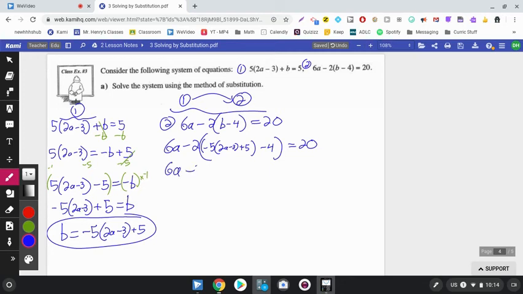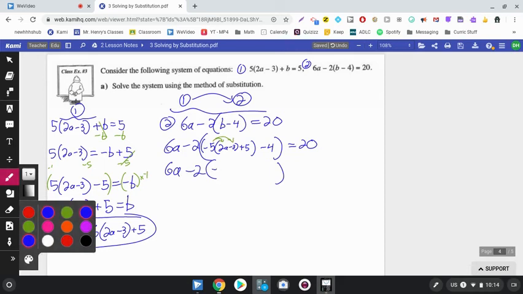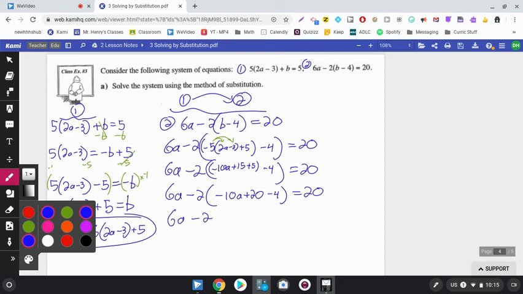So 6a minus 2. Okay, let's simplify this. On the inside, if I'm solving this, little distributive property, negative 10a plus 15 plus 5, and then I have my minus 4 outside of that, equals 20. 6a minus 2, you have negative 10a plus 20. Now I'm ready for that subtract 4 on the end, equals 20. So really, we're doing like a polynomials question. Negative 10a plus 16 equals 20. All I've done so far is simplify this bracket all the way down to here.